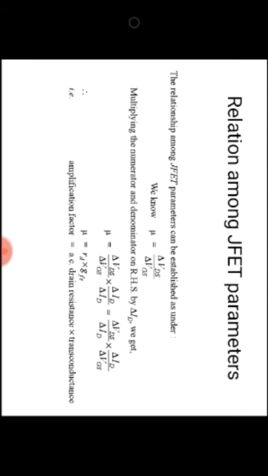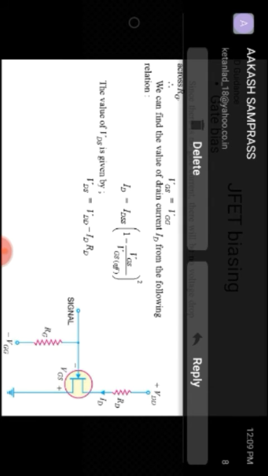Okay, so delta VDS upon delta ID is equal to RD and delta ID upon delta VGS is equal to g, the transconductance. So we get the relation: amplification factor mu is equal to RD into g, AC drain resistance into transconductance. Okay, so this is the relation between these parameters.